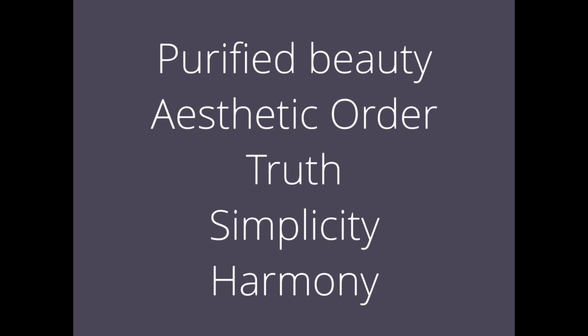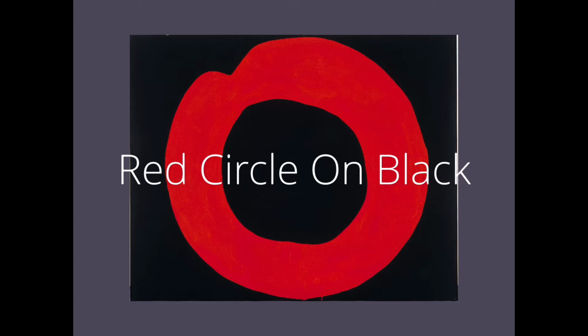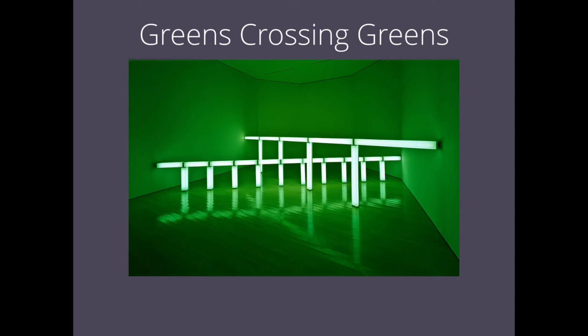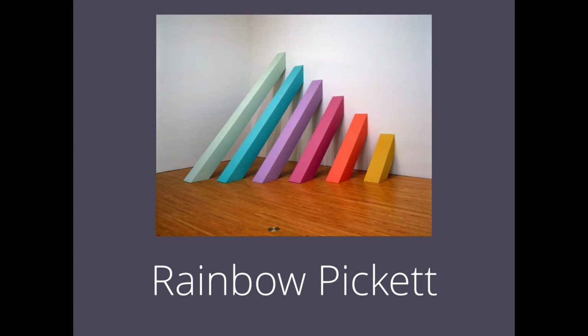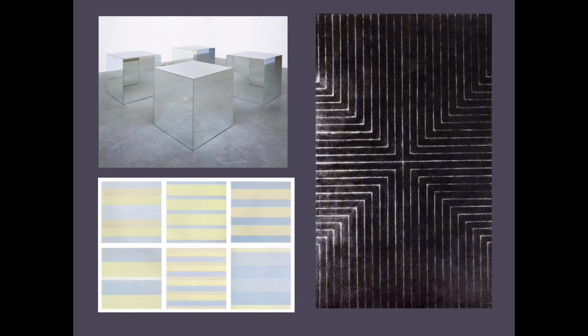Most minimalist works represent ideas of purified beauty, aesthetic order, truth, simplicity, and harmony. Minimalist works avoid the expression of emotions to protect the artist's identity, and artists want to protect their ideas with little connections because they reject the idea that art should be a reflection of anything but reality. Most of the sculptures are designed to engage with the occupied space directly as well. So here are three examples.